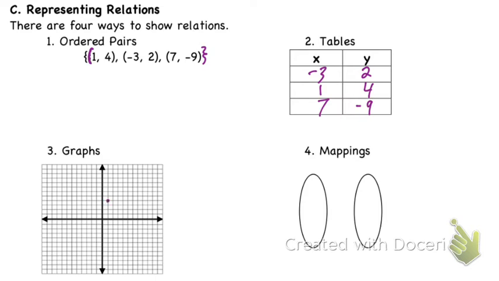So 1, 4 would be 1 to the right, 4 up. -3, 2 would be 3 to the left, and 2 up. And 7, -9 would be 7 to the right, and 9 down.